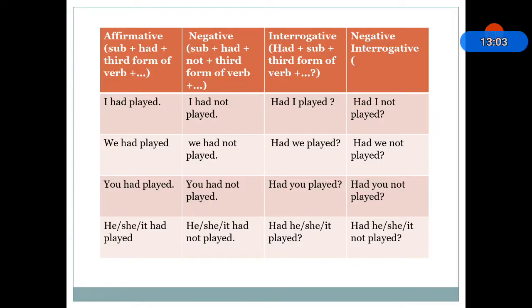Now, let's see the different kinds of sentences and the rule of using this form of past tense. First is for affirmative sentence, the rule is subject plus had plus third form of verb plus the object. Example, I had played. And for negative, the rule is subject plus had plus not plus third form of verb plus object. Example, I had not played.